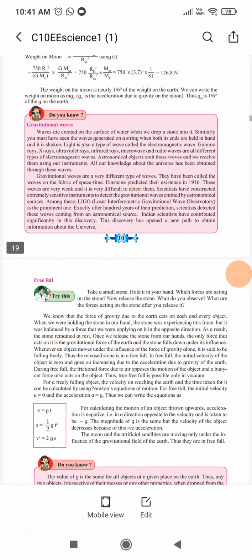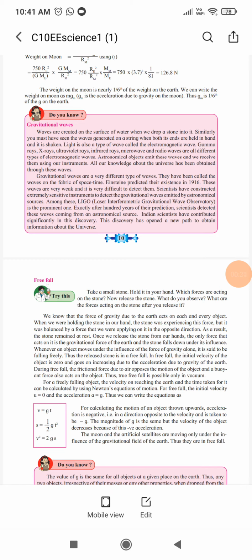Today we will discuss free fall. Free fall means you know very well whatever the object in the steady position. Now just hold a stone. Take a stone and hold it in your hand. Which forces are acting on the stone? What will you observe?